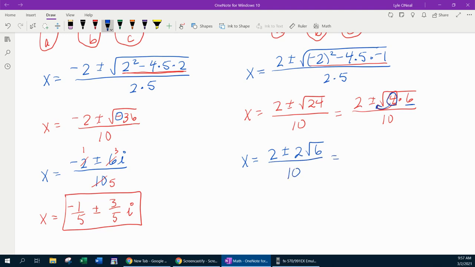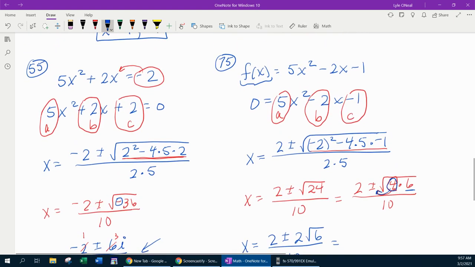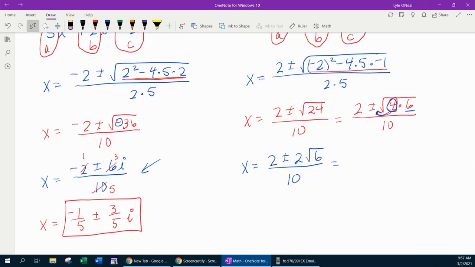And then, like we did back over here at number 55, if you can reduce, you need to reduce. So 2 goes into 2, 2, and 10, 1, 1, and 5. And my final answer is 1 plus or minus square root of 6 all over 5. And when I say final answer, I mean final answers. That is 1 plus square root of 6 over 5 and 1 minus square root of 6 over 5.